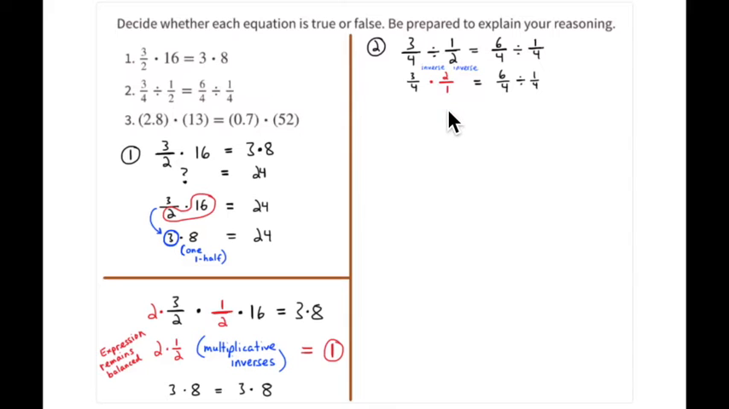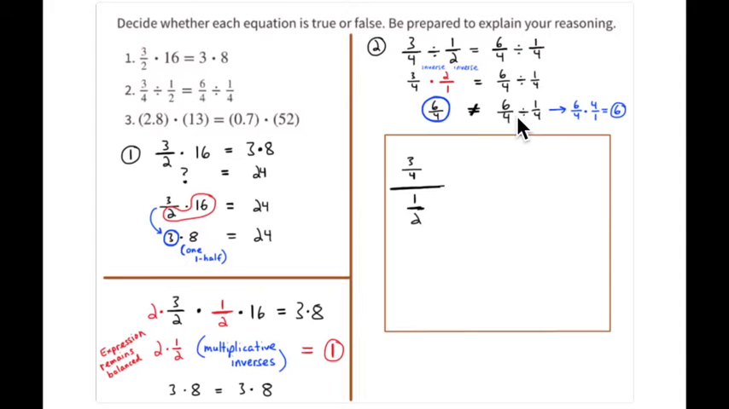Well, 3/4 times 2 is equal to 6/4. 2 times that 3 is 6, so it's equal to 6/4. That's not equal to the expression on the right side, which is 6/4 divided by 1/4. So 6/4 is not equal to 6/4 divided by 1/4. So this equation is not true.